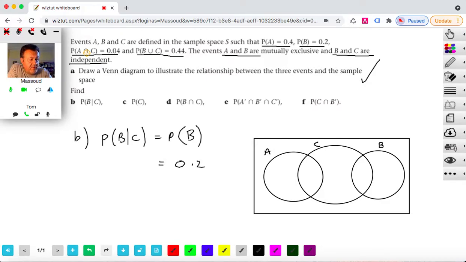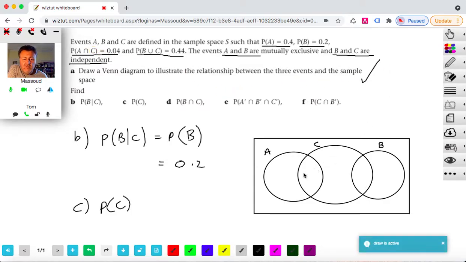Okay, now finding the probability of C. They've given us the union and the intersection. So I wonder if that intersection is any use here. The intersection of A and C will just be here, won't it? So that will be 0.04. And we already know the probability of A, so the probability of A would be all of that. Since we know that part is 0.04, the rest of it would be 0.36.